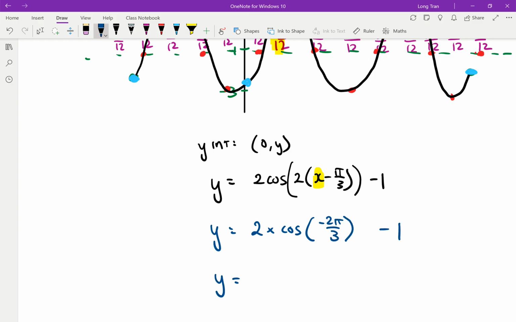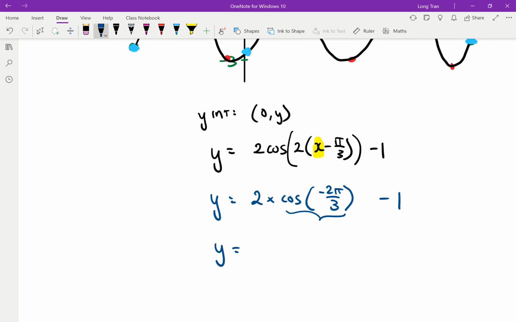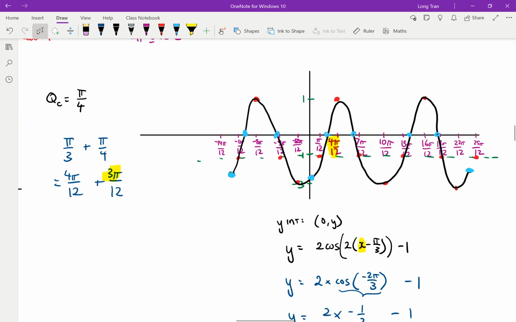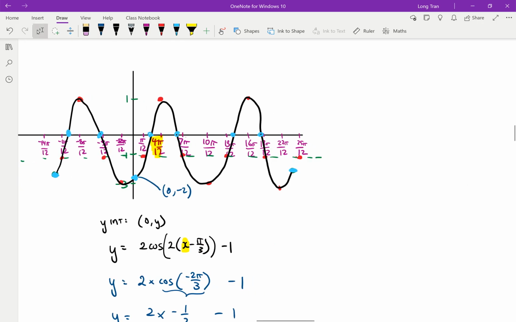This is where your exact values come in, and you have to know how to find cos of negative 2 pi on 3, exact values and symmetry properties. I know that's in quadrant 3, so cos is negative, so cos of pi on 3, which is half, so that's negative half there, times the 2 minus 1, and then y equals minus 1, which is minus 2. So that tells me the y-intercept here, which clearly I've drawn wrong there, but if I label it, it's okay, 0, minus 2.